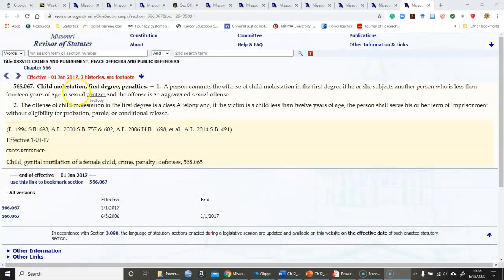Under our statutes, child molestation, first degree. A person commits the offense of child molestation in the first degree if he or she subjects another person who is less than 14 years of age to sexual conduct, and the offense is an aggravated sexual offense.